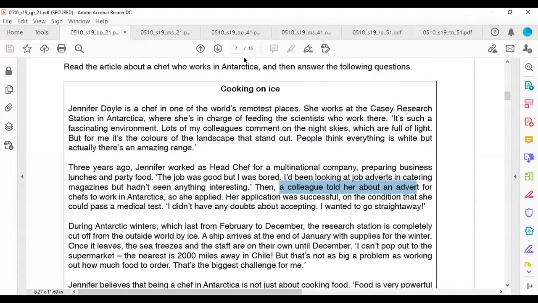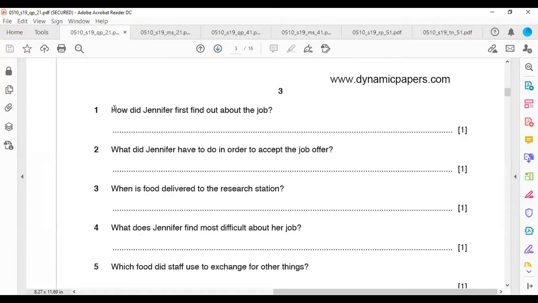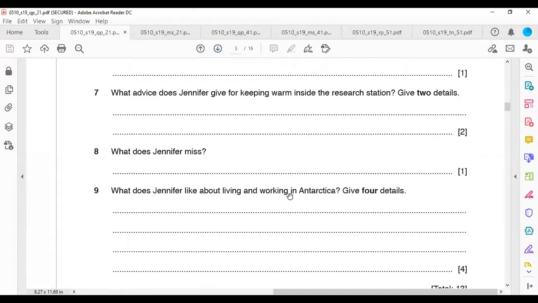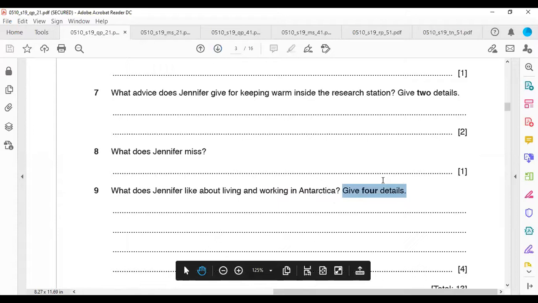But I would say as well, when you start question one, I will give you another tip: don't start with question one, start with question nine. So you go down here and see, what does Jennifer like about living and working in Antarctica? Give four details. This question requires four details, and unfortunately such details are not spotted in one paragraph or one place of the text. They are scattered around the text.